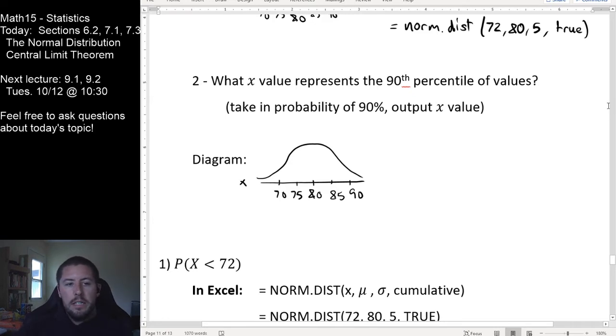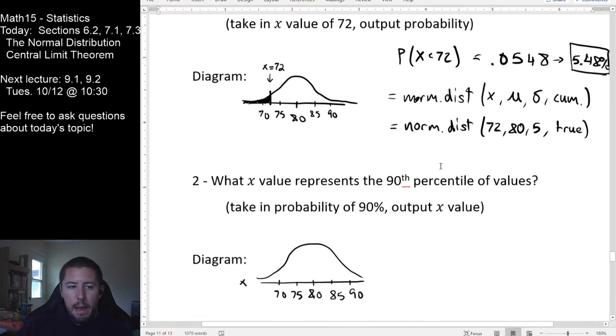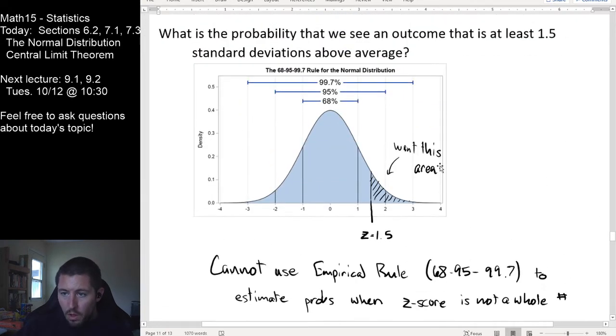What I am interested in is finding where we're going to get 90% of the values to be below us. If you're in the 90th percentile, then that means that 90% of all responses are equal to or less than your value. So again, I'm going to come back up and look at my empirical rule diagram. What I know I'm interested in is finding the location where to the left of that location is 90% of all the responses.